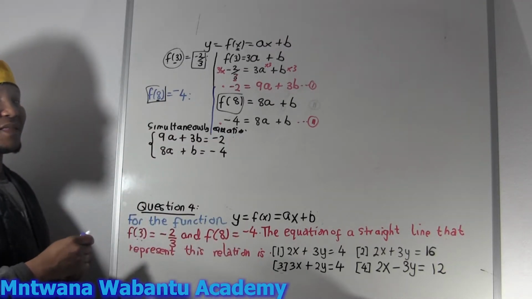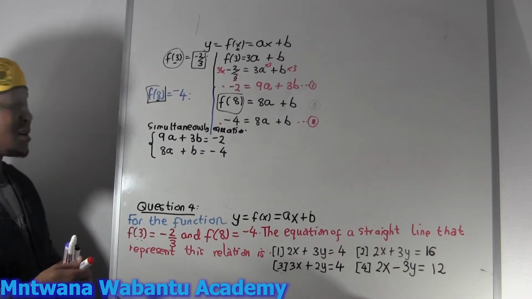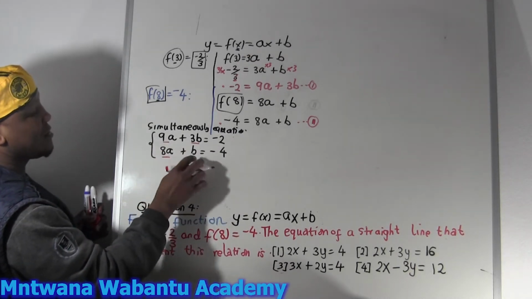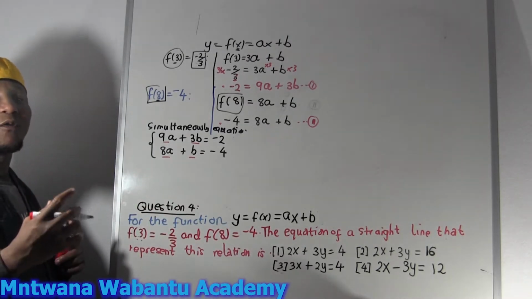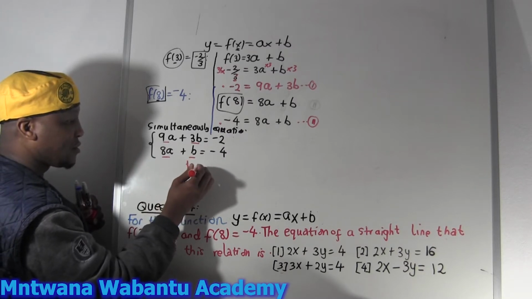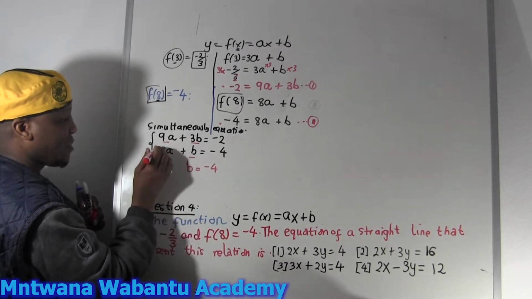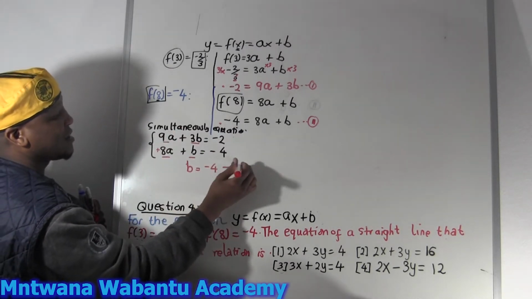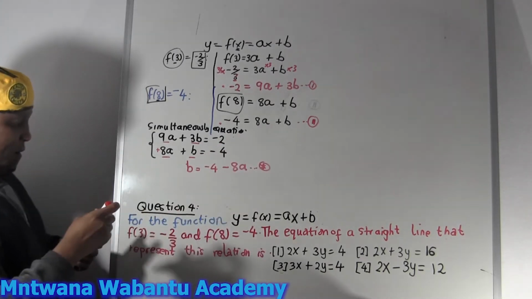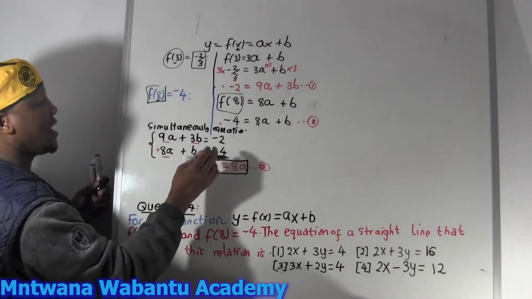Let me show you the method I think is going to benefit you because you're going to be doing this every time. It's called substitution. Look here, how many letters? 9a, 3b, 8a, b. Make one letter the subject. b is only one letter, so let's make b the subject. We'll say b alone, and take this over. So here it's going to be negative 4, and this, remember, is positive, so when it goes over, it becomes negative 8a. Let's call this star. Now we know the value of b from this equation.